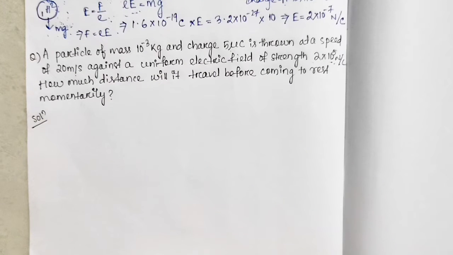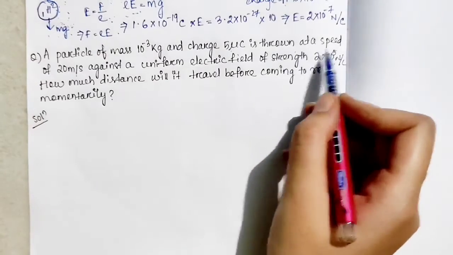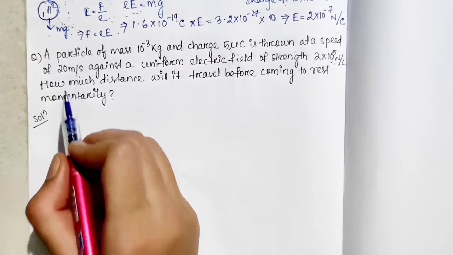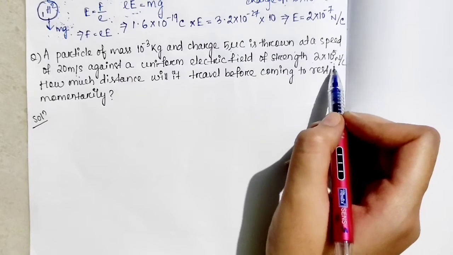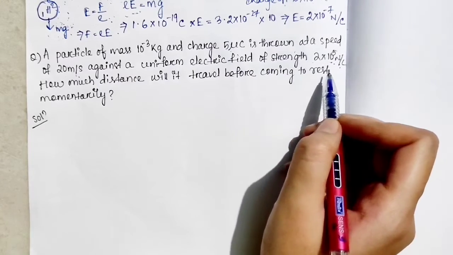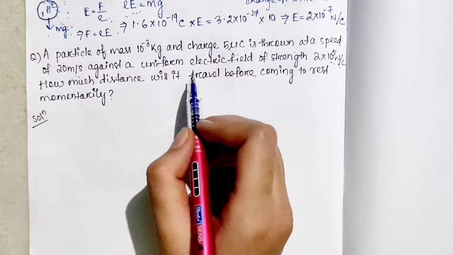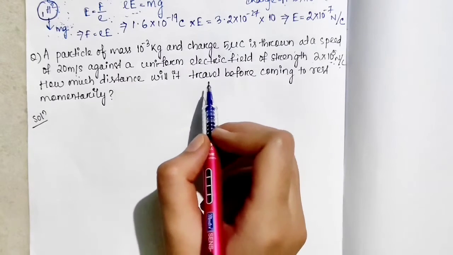So now let's solve the next question. Just see the question and the given data here. The mass of the particle is 10 to the power minus 3 kg and the charge is 5 microcoulomb, which is thrown at a speed of 20 meter per second against a uniform electric field of strength 2 into 10 to the power 5 Newton per coulomb. And here we have to calculate the distance before it comes to rest.